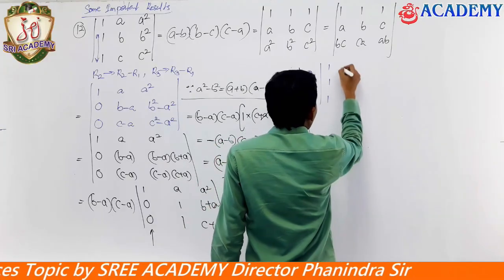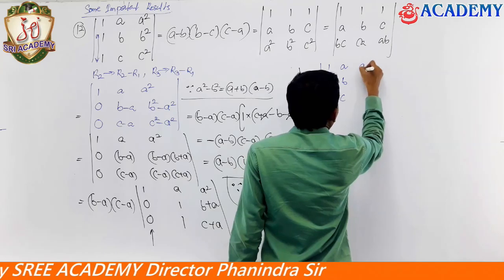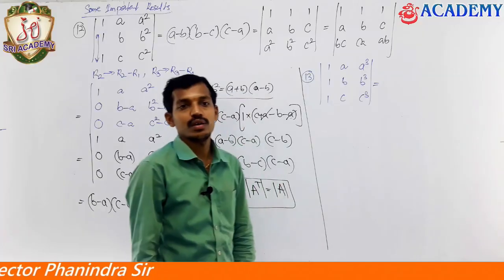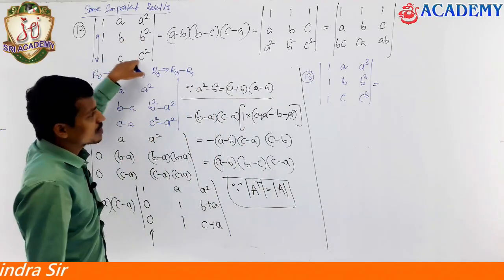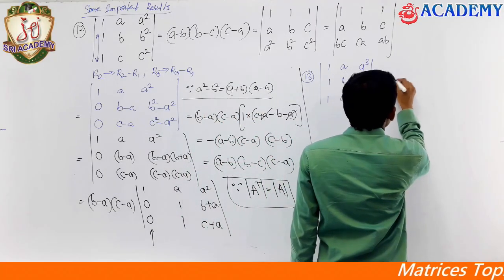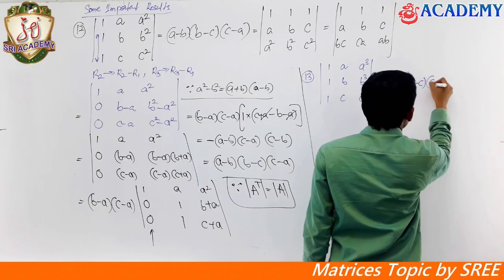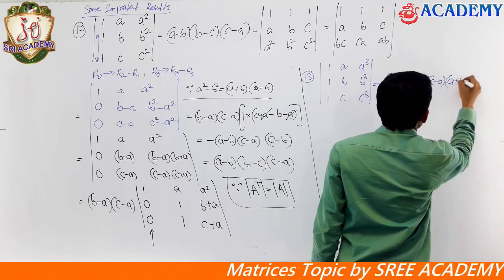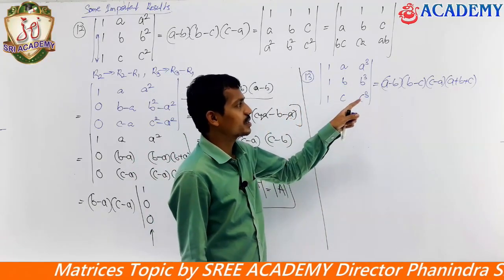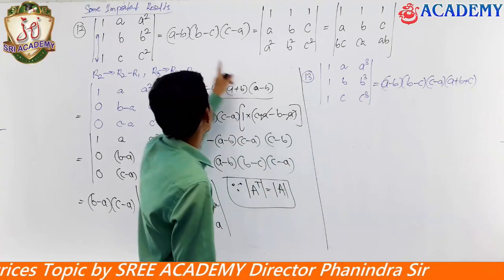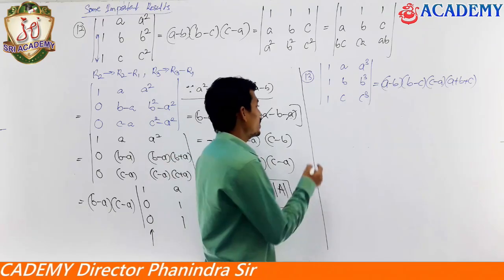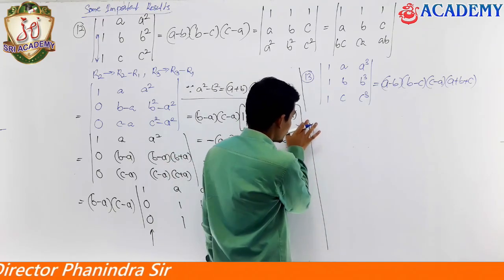The determinant with rows 1 1 1, a b c, a cube b cube c cube. In place of a square b square c square we have a cube b cube c cube. The answer is going to be a minus b into b minus c into c minus a into a plus b plus c. Same answer, but one more thing extra we got, that is a plus b plus c. One more result I am giving here.